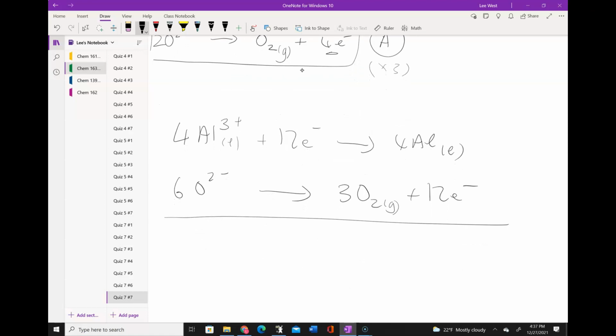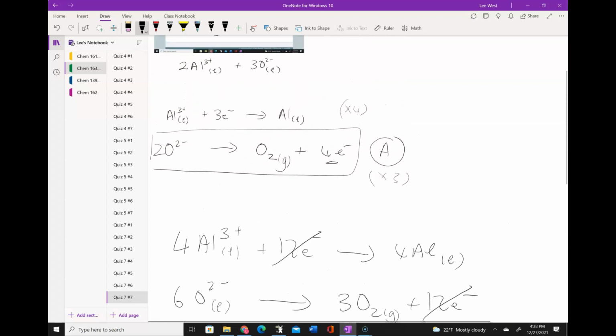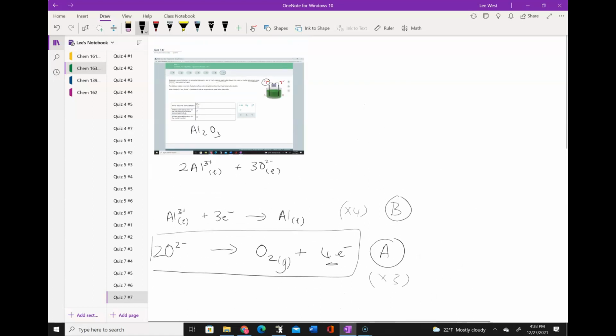Now reactants are both liquids because it said it was molten. And then when we add these together, the electrons cancel out. So we end up with 4Al3+ liquid plus 6O2- liquid gives me 4Al liquid and 3O2, which would be a gas. Now there's only one bit that we missed, which is identifying what is the anode and what is the cathode.